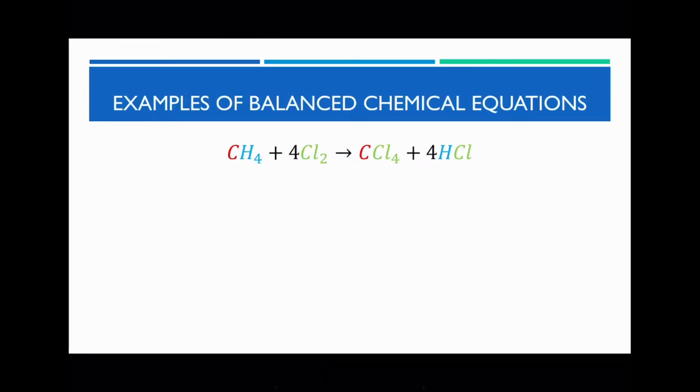Okay guys, I've got an example over here to show you why this particular chemical equation is said to be balanced. So when we're trying to test whether an equation is balanced, what we're trying to do is see whether there is the same number of atoms of each element present on both the left-hand side as well as the right-hand side of the equation.